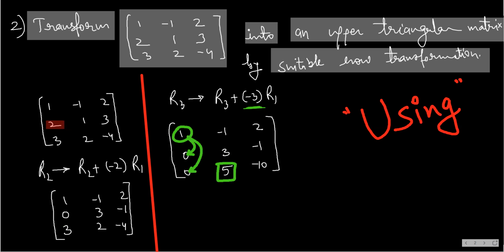For this 5 to become 0, what will I have to do? I will have to first convert this 3 to 1. See, I will make here 1. Here I will try getting 1. Once I get 1 here, then I will use that 1 to make this 0. Using that 1, I will get 0 there.